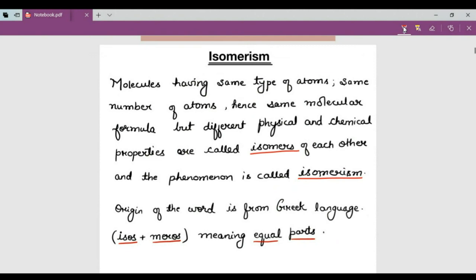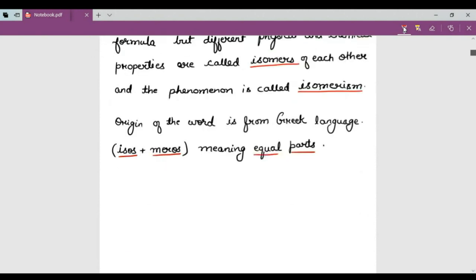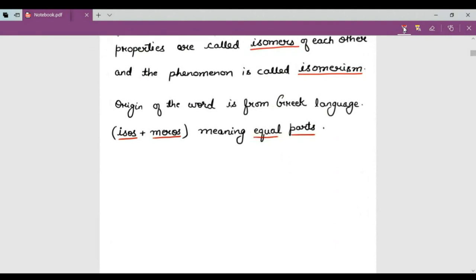This particular phenomenon is seen in the history of science from somewhere around 1830 to 1840. In some books it is said 1838, in some it is 1835. So I am giving you a range, somewhere in 1830 to 1840, when this particular concept was introduced in the world of chemistry.